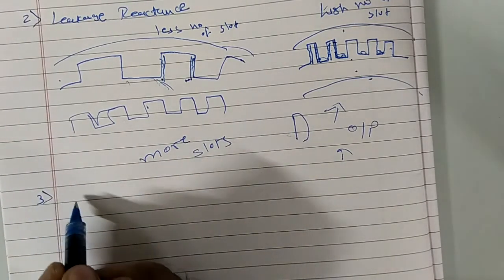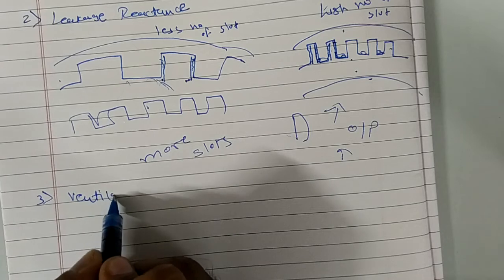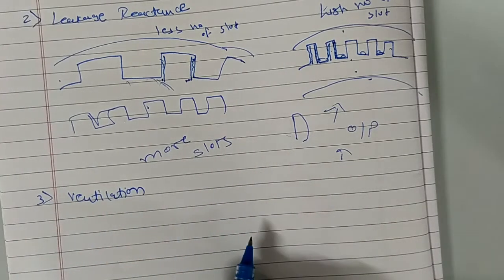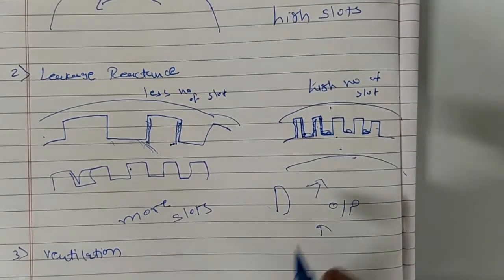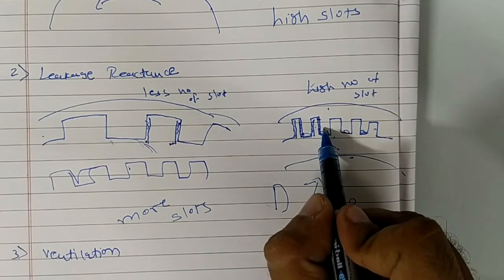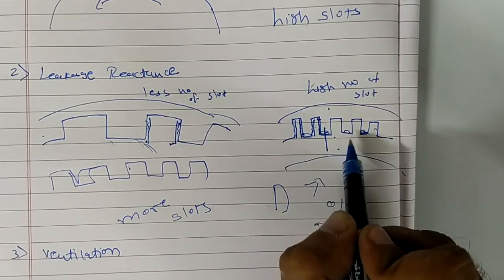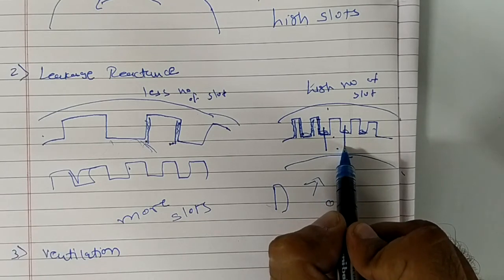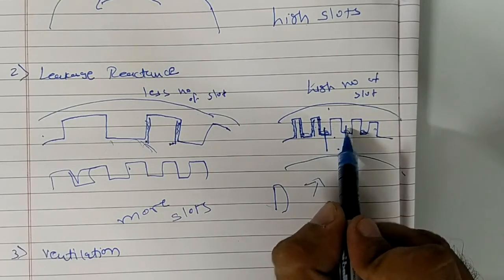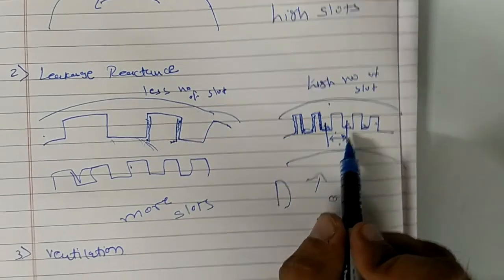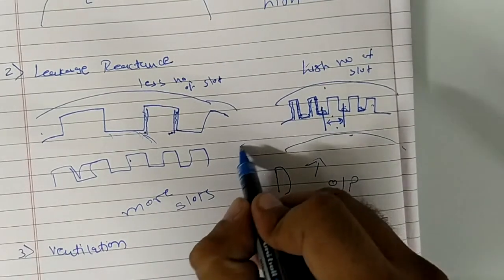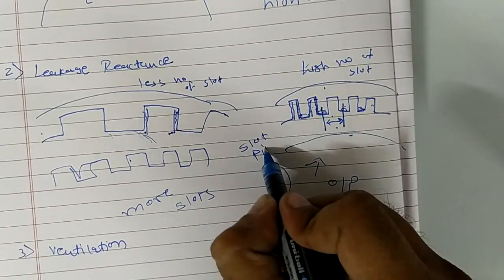The next point is the ventilation, the provision of ventilation. For a large number of slots, the slot pitch becomes smaller. So what is slot pitch? Slot pitch is nothing but the distance between the centers of two respective slots. So this is the first slot, this is the second slot, and the distance between these two we call the slot pitch.